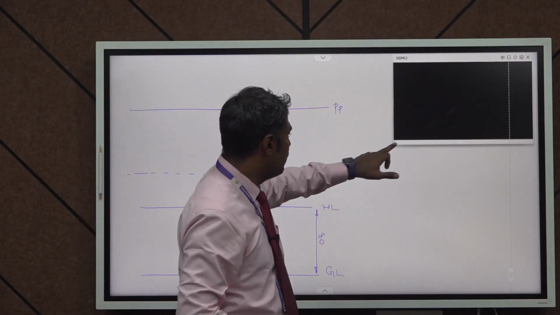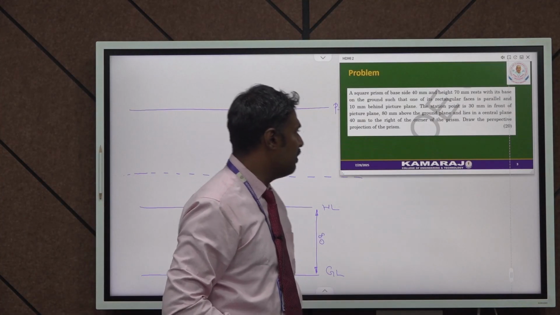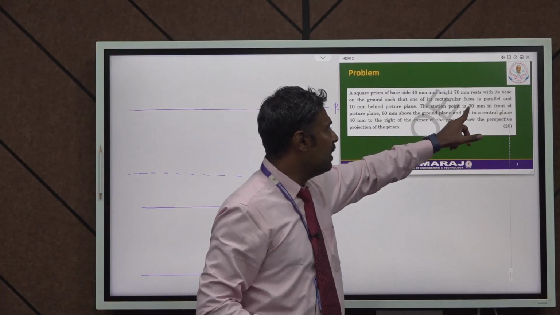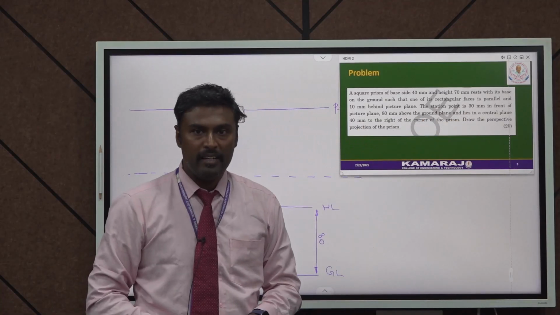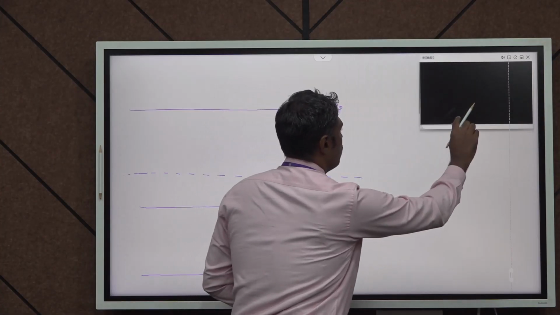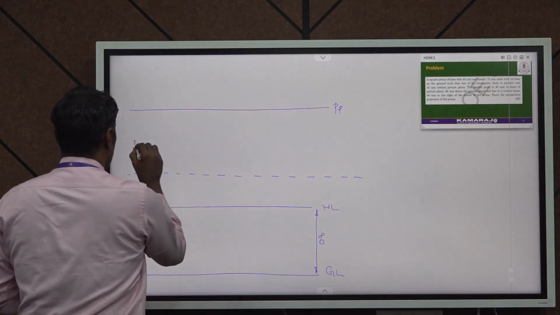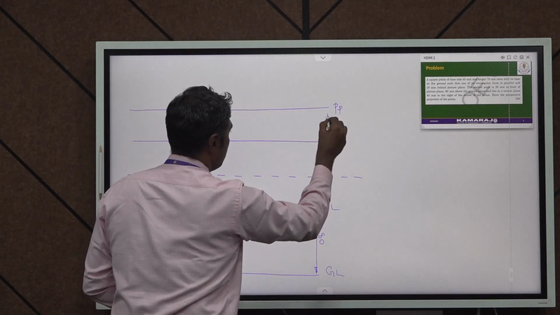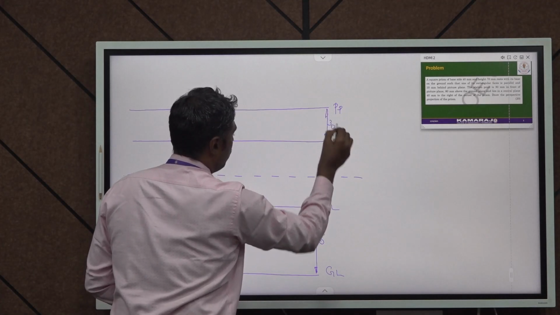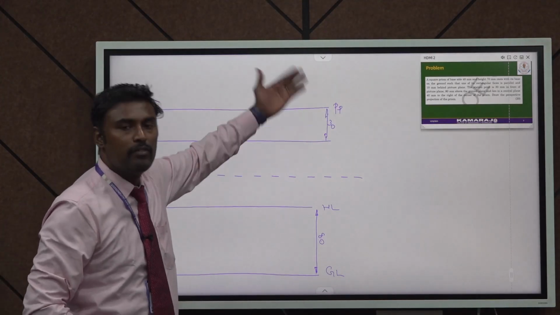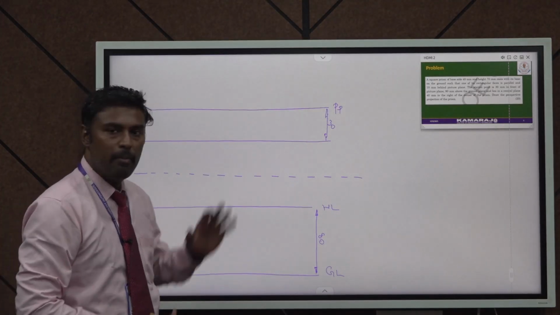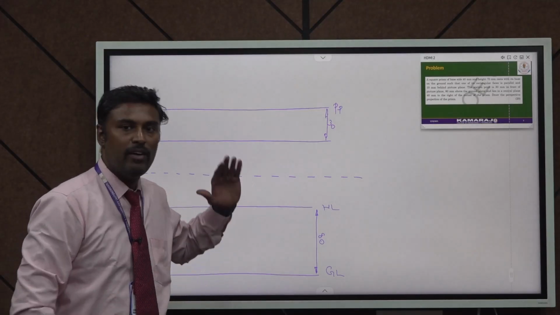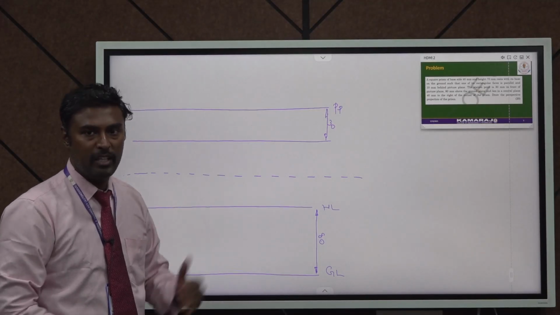So here in this drawing, the statement given is the station point is 30 mm in front of the picture plane. So below this picture plane you have to draw one line. This line is 30 mm, so this line is 30 mm in front of the picture plane. So this is the basic foundation, the very fundamentals before starting the perspective projection.